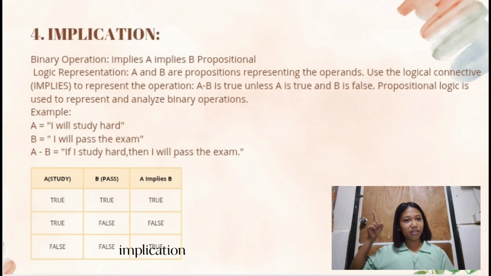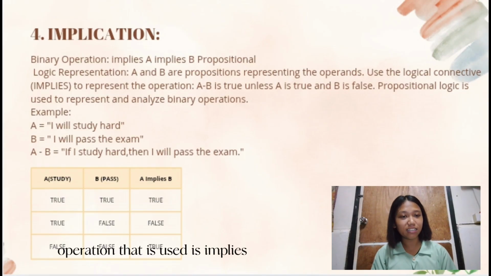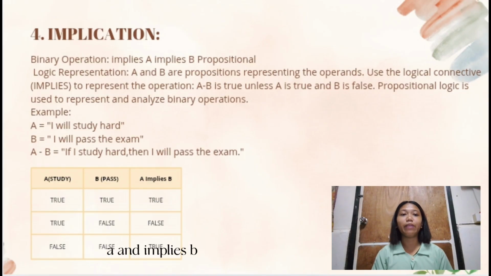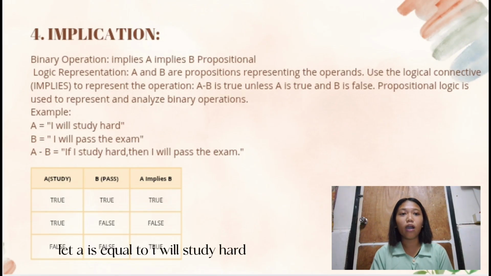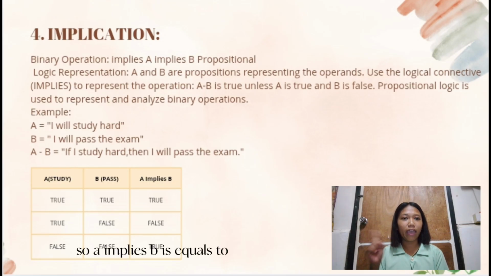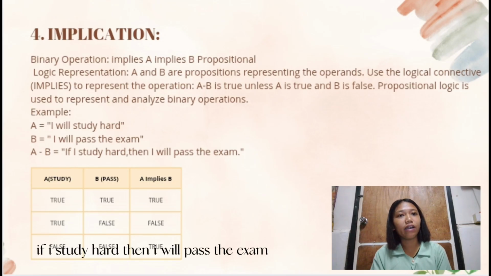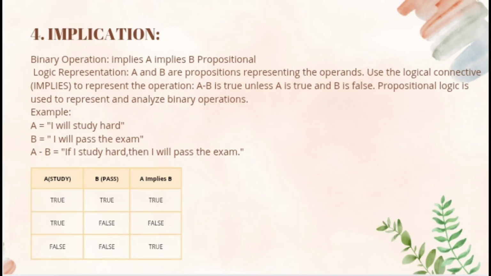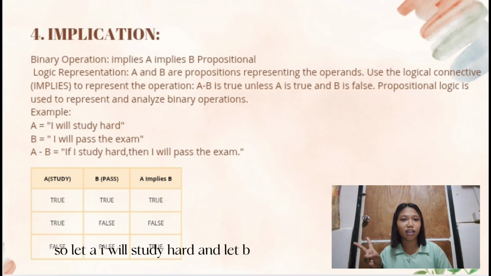Number 4 is implication. The binary operation that is used is A implies B. So we use the logical connective implies to represent the operation A implies B. It is true unless A is true and B is false. Example, in school, let A be "I will study hard" and let B be "I will pass the exam." So A implies B is "If I study hard, then I will pass the exam."